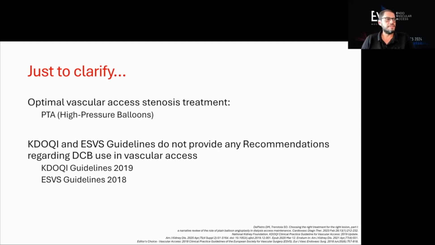balloon angioplasty is needed. Both the KDOQI and the ESVS guidelines do not provide any recommendations regarding drug-coated balloon use in vascular access, and this is mainly due to the fact that both the KDOQI and the ESVS guidelines were published before the big DCB trial. So the KDOQI were published in 2019 and the ESVS guidelines in 2018.